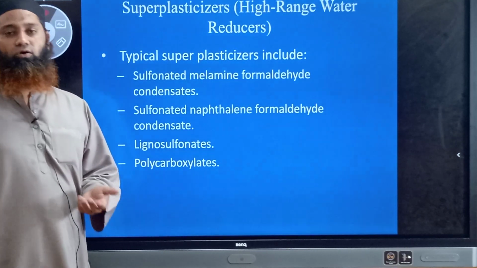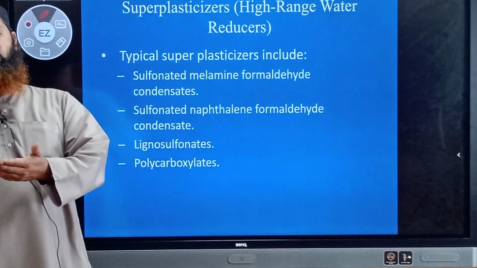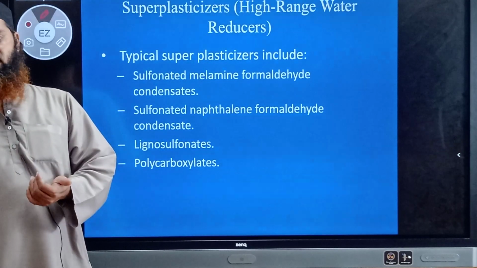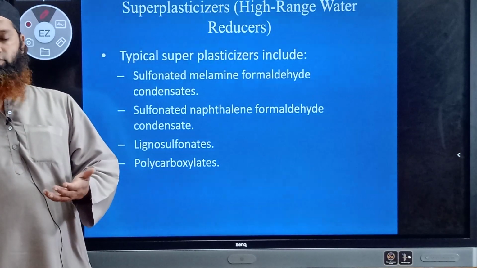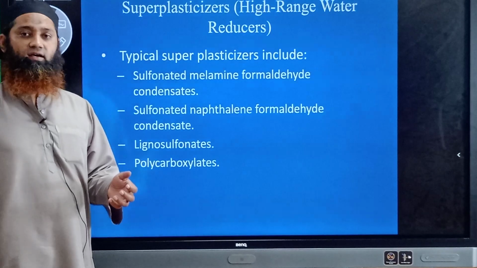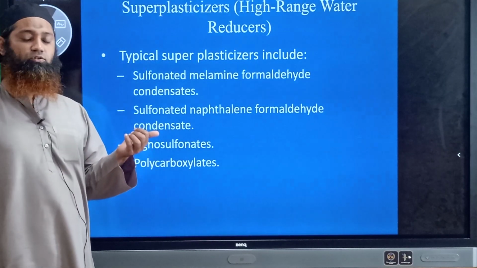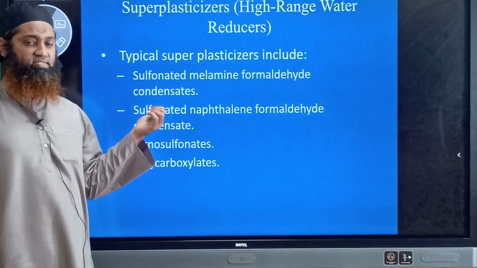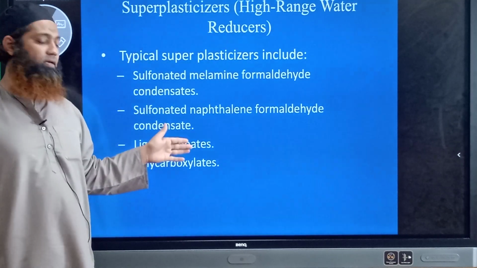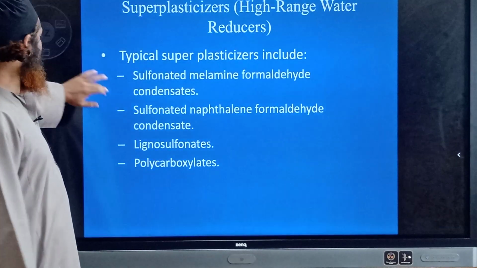If the concrete plant is very far, we don't want the concrete to set in, and we want the slump of the concrete to be good, as well as the desired strength of the concrete. Under those conditions, this type of super plasticizer, which consists of all these chemicals, is added. Let us see here.